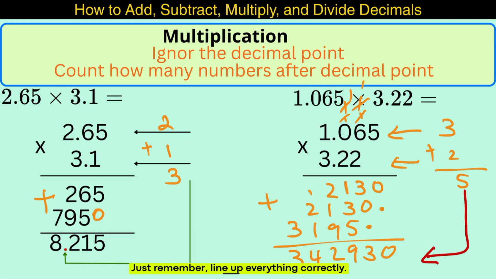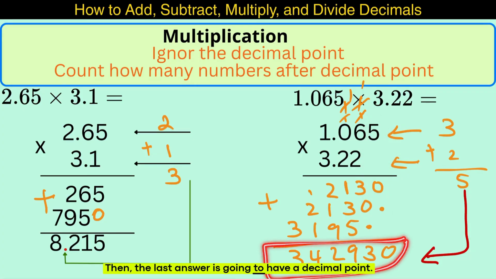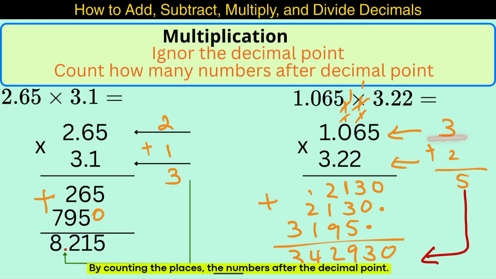Just remember, line up everything correctly. Then the last answer is going to have a decimal point. Where do you get it from? By counting the places, the numbers after the decimal point.